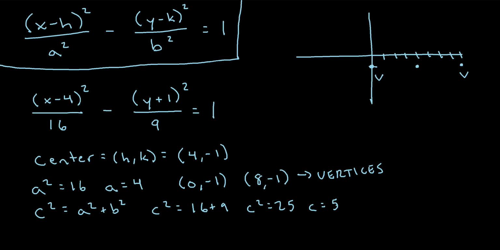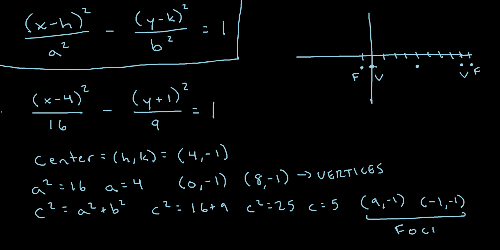To go from the center to the foci, we need to add 5 and subtract 5. If we add 5 to the x value of the center, the 4, we'll get a coordinate of (9, -1). And if we subtract 5 from the x-coordinate, we'll get 4 minus 5, that's -1, so we get (-1, -1). These are our foci. If we'd like to graph that, we can. So (9, -1) would be out here, and we'll label that F. And (-1, -1) would be right here, so here's our other focus. So we found the vertices and the foci, and now we just need to find the asymptotes.